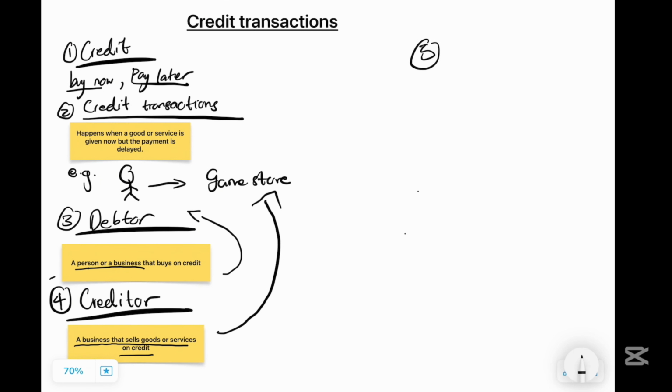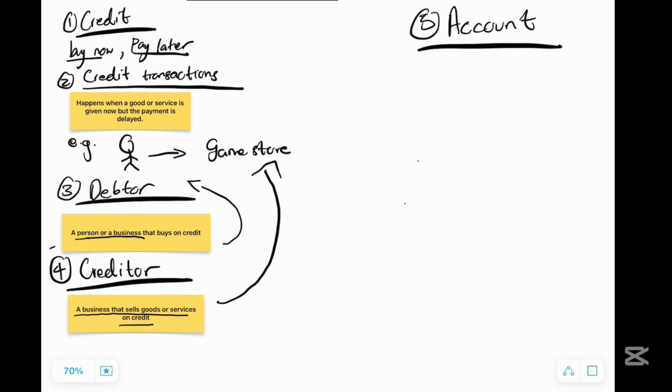The fifth term that I want you to know is account. So now, what is an account? An account refers to a record of what the debtor owes to a creditor. So when you want to buy on credit, you're not just going to get into a store and buy something and then tell them you will come back to pay.